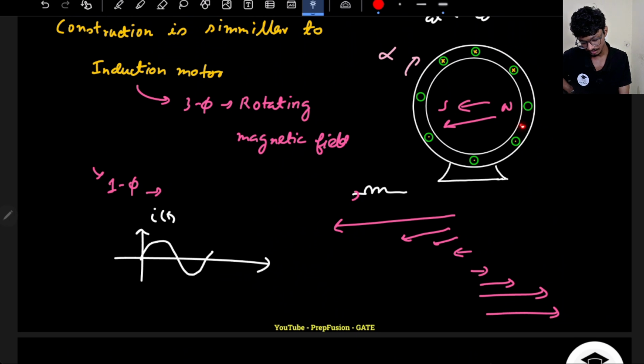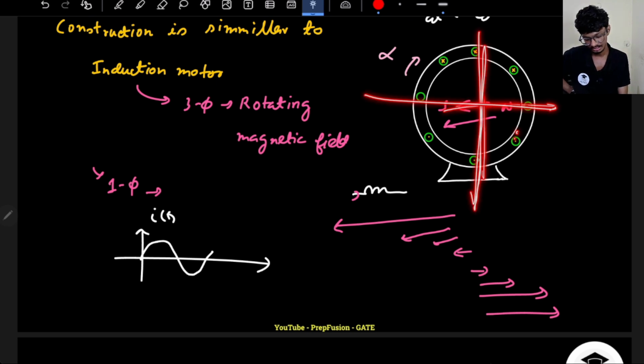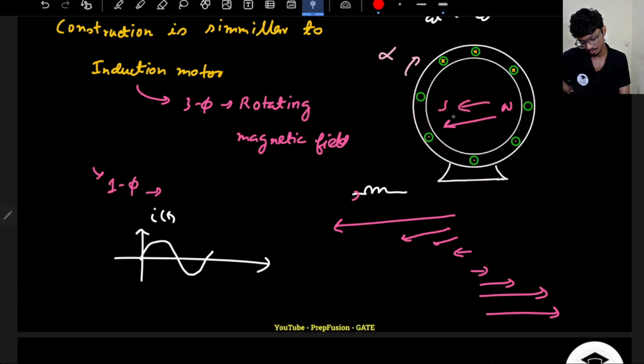Slightly if I move here, the magnetic field will be slightly lesser than this point, right? Again if I move here, it will be 0 because it is quadrature to the main axis. Again if I move here, slightly magnetic field will be there, but this time the direction is from right to left. Previously the direction was from left to right. Here the direction is incoming.